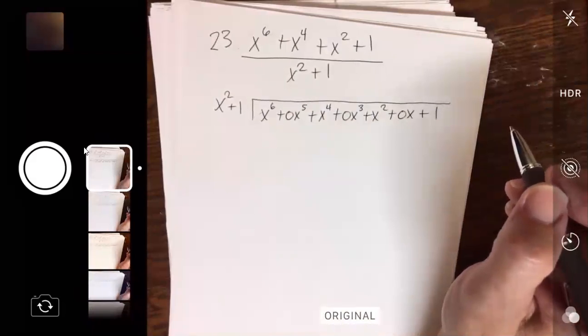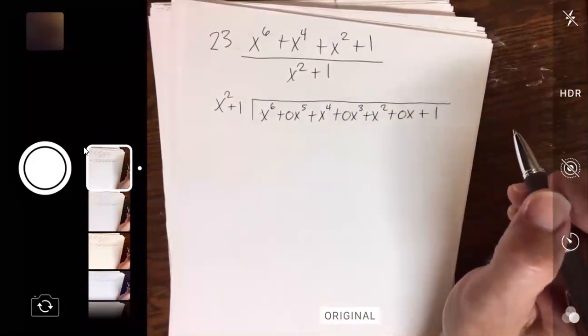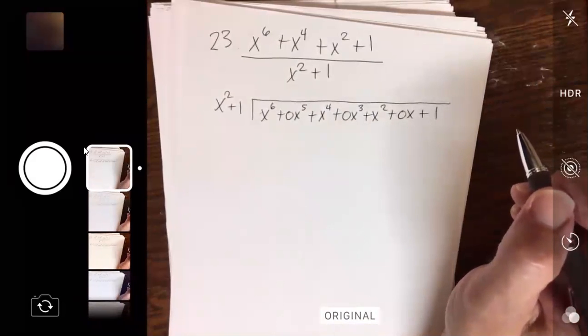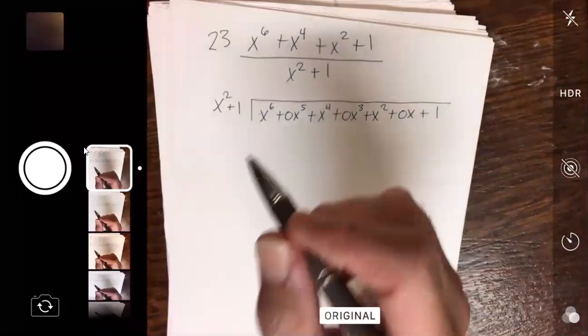Are we ready to start the game? Yes. Okay. You see how to start the game.